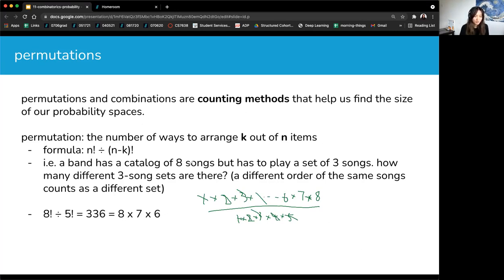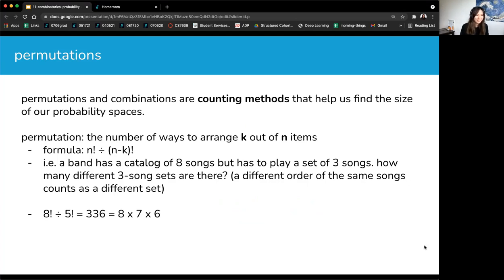If you're doing a permutation, it evaluates the same as 8 times 7 times 6. So it's up to you to decide if you like this way of counting better. You can also code it out in Python if you want. But remember that this is the number of ways to arrange k out of n items, where n minus k is the number at the bottom, and n is the number at the top. All right, so that's permutations.